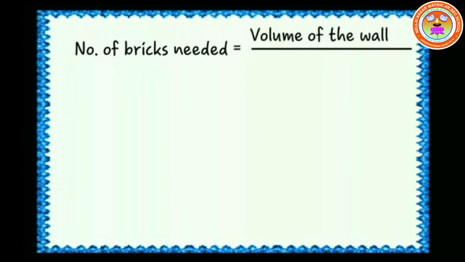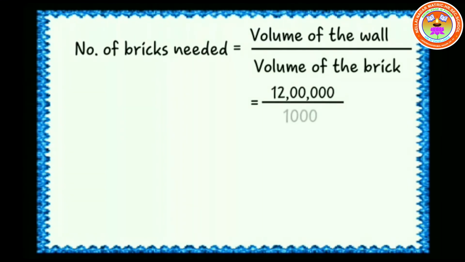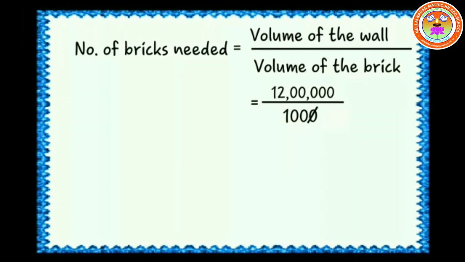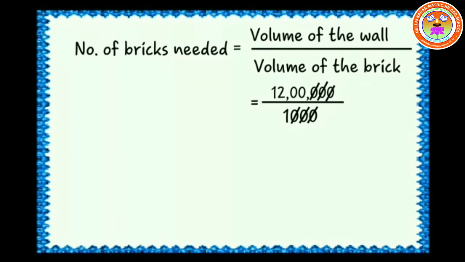Number of bricks needed equals volume of the wall divided by volume of the brick, which is 12 lakh divided by 1000. Cancel one 0 in numerator and denominator. Then cancel one more 0. Finally, cancel one more 0. So the answer is 1200 bricks.